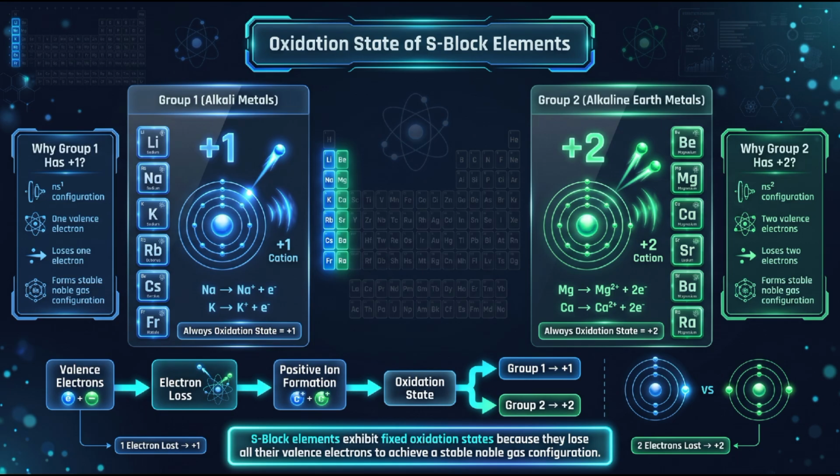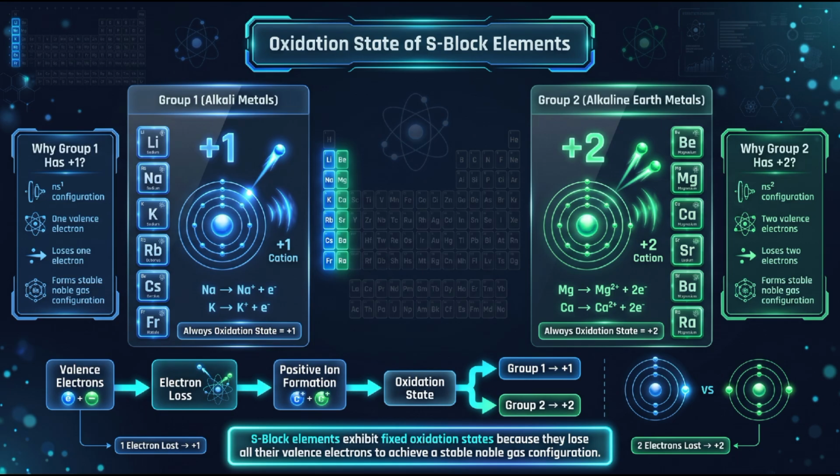However, in more complex compounds involving transition metals, oxidation state and actual ionic charge may not always represent exactly the same physical situation. For S-block elements, however, they almost always coincide because these metals form simple ionic compounds. The fixed oxidation states of S-block elements explain many of their chemical properties.